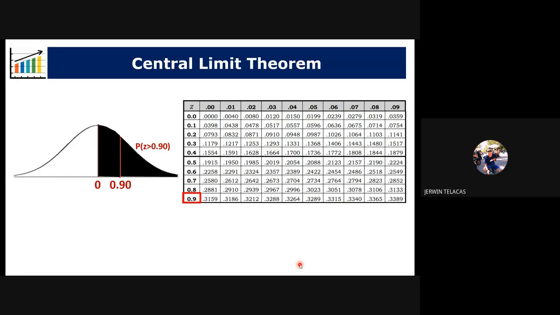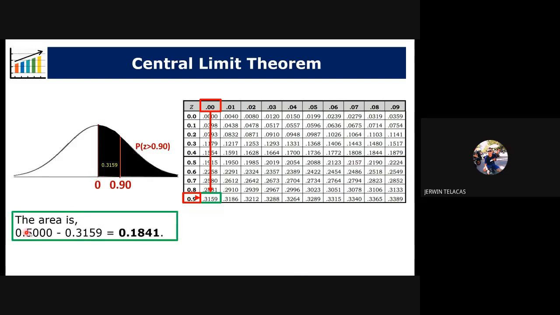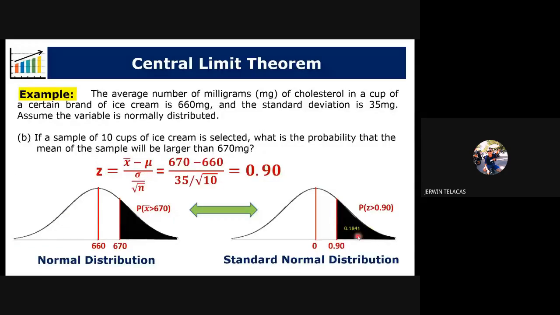That's correct. So here is 0.90. That is 0.3159. And to solve for the area at the right of 0.90, what we do is 0.50, since the whole right half is 0.50, minus 0.3159. And what remains here is 0.1841. So we can erase this. And the area of this is 0.1841. So in our original curve, that is also our area, 0.1841.